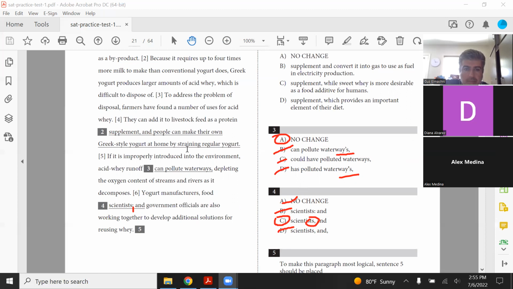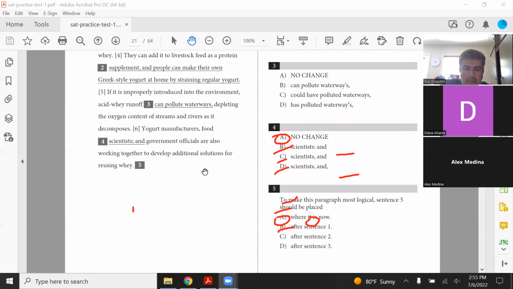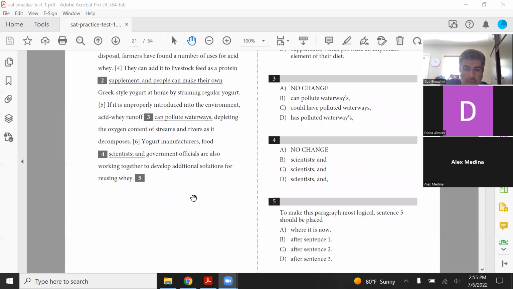C and count. Then 5. Now you want to move sentences around. They like doing this, and when I say they, I mean the College Board. The College Board likes doing this on the SAT. To make this paragraph most logical, sentence 5 should be placed where?